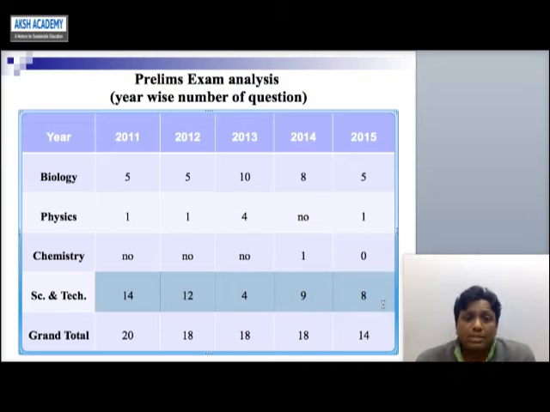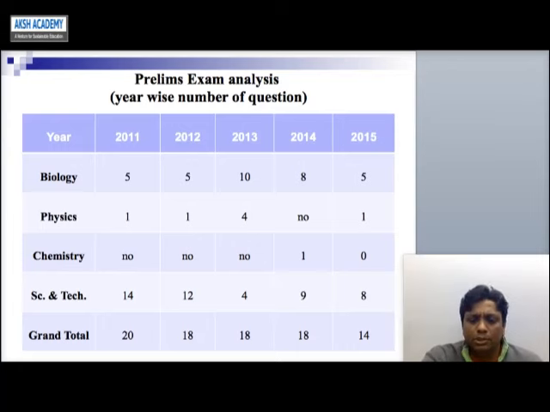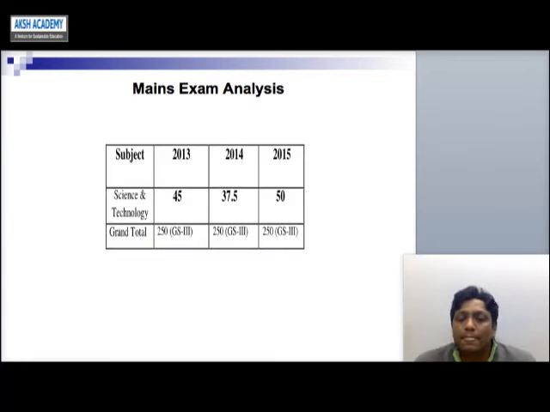The reason is, friends, biology, physics and chemistry do not play any role in your mains examination. Even so, for conceptual clarity and for building concepts of science and technology, biology, physics and chemistry will be useful. But science and technology is important for both the prelims and mains examinations. So overall, 15% of questions you will definitely find from general science in your prelims examination.